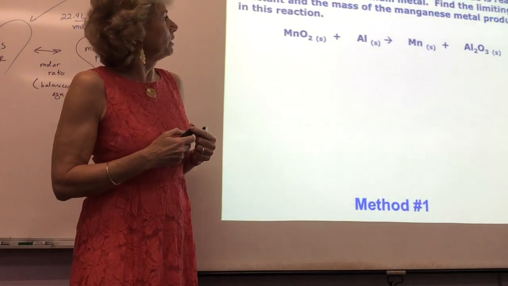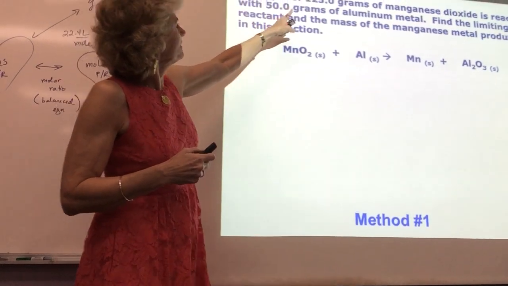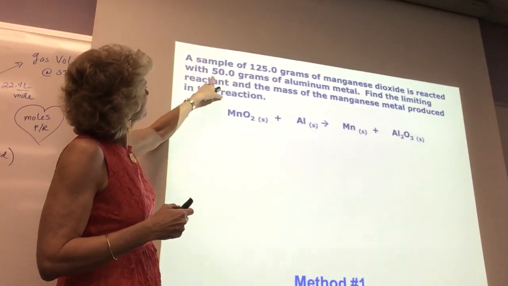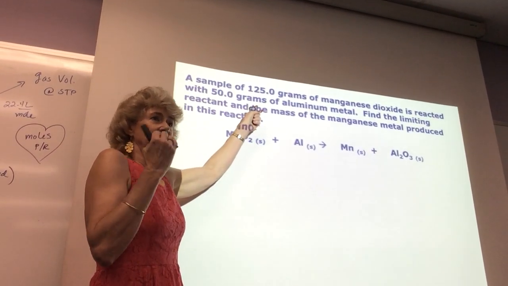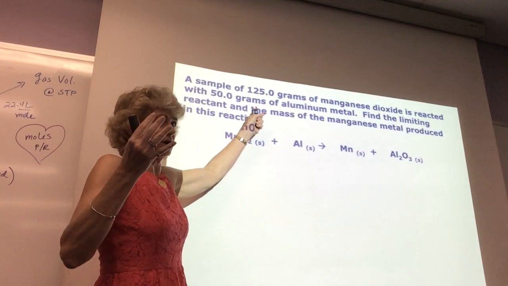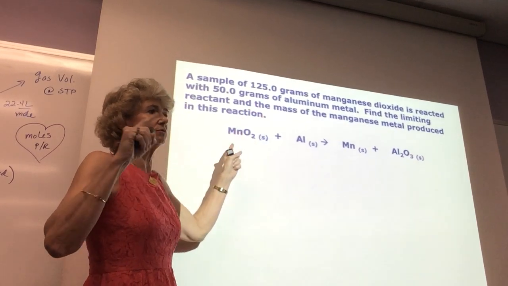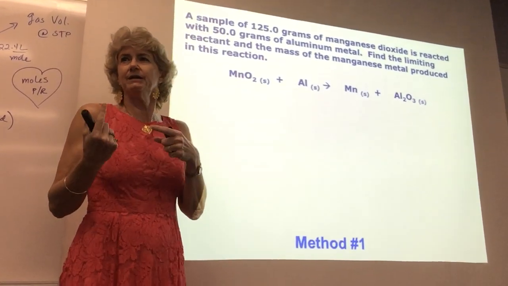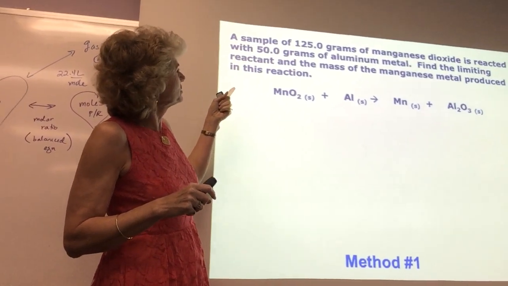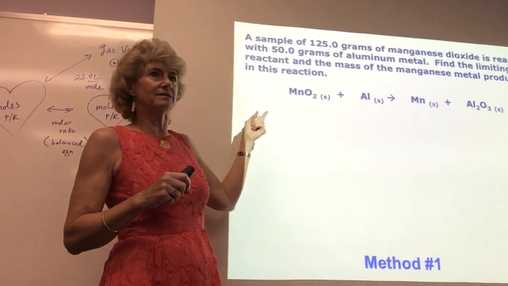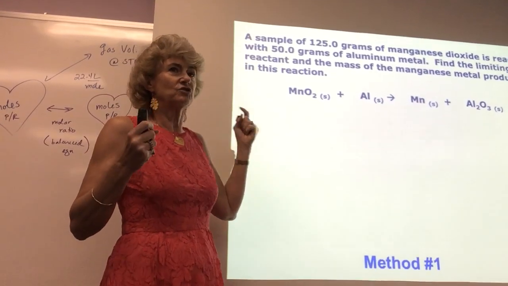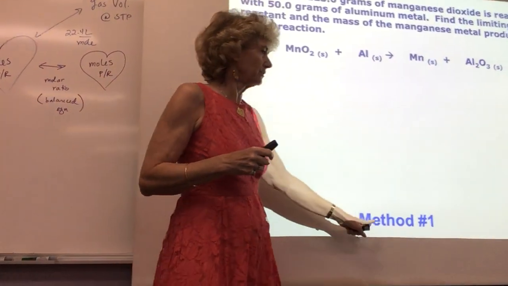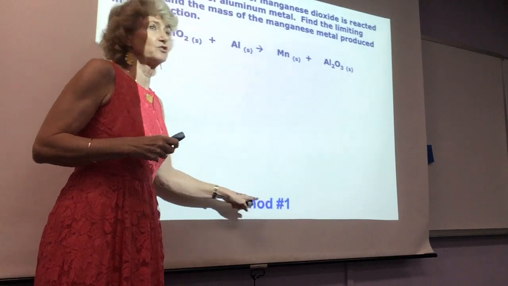So here's another one. First of all, a sample of 125 grams of manganese dioxide reacted with 50 grams. 2 amounts. What do you do? Salivate and say, LR problem. I've got to use method either 1, 2, or 3. Let's just say 1 or 3. Does it say how much of the excess is left over? No, it just says find out how much you make. So just choose method 3, but I'm going to show you the other two methods too, just so we get it for sure.